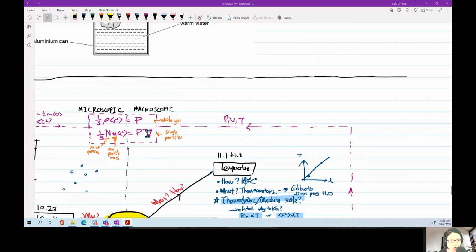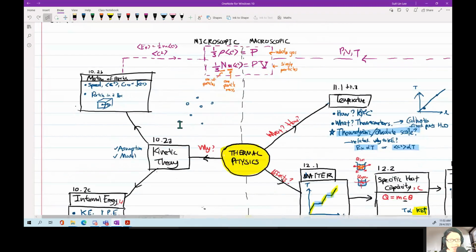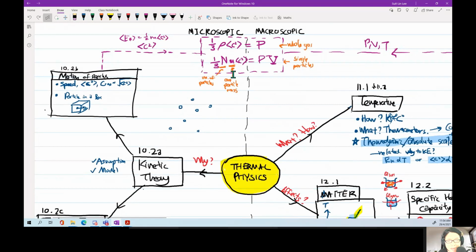Then we're going to move on to the microscopic scale, meaning we will zoom in on the gas and think about the little particles. If you look at this side of the equation, this second equation is given in your exam paper. That is the only equation that they give from this chapter. This Nm is the number of particles times m, the mass of one particle. So essentially we're taking the mass of the whole sample divided by volume.